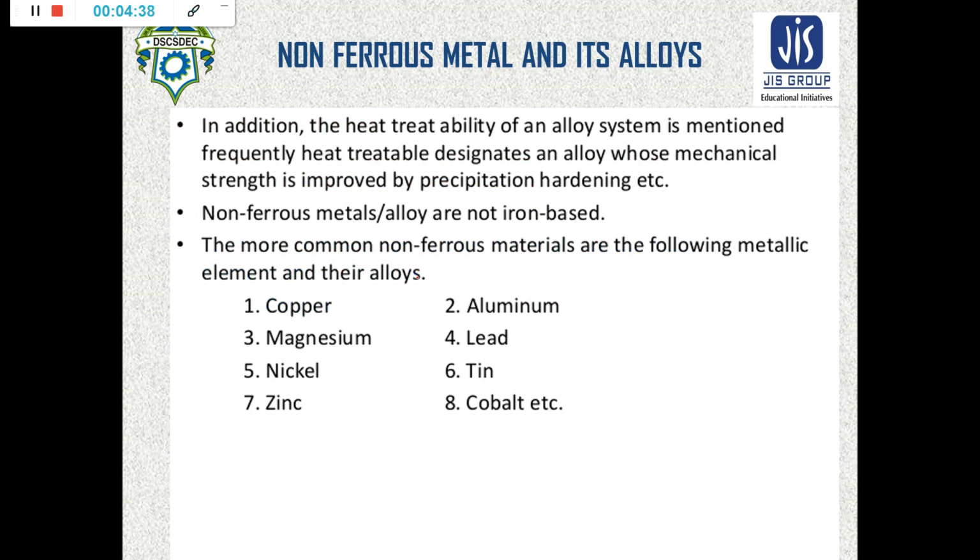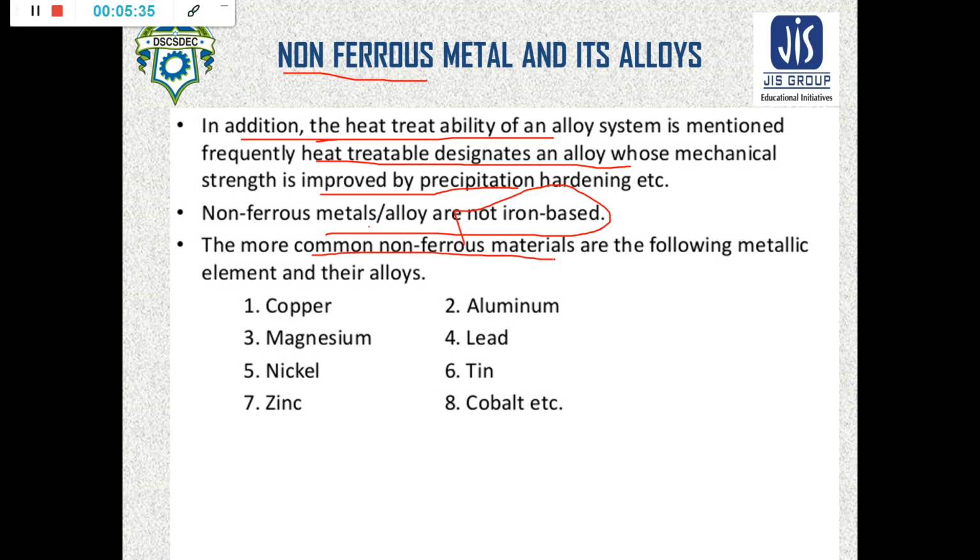Now we will see the advantage of nonferrous metal alloy, and what types of nonferrous alloys are there. Heat treating ability of an alloy system is mentioned frequently. Heat treatable designates an alloy whose mechanical strength is improved by precipitation hardening, etc. So in nonferrous alloy, the heat treatment is easier. They are easily heat treated, so that various types of mechanical property can be introduced in nonferrous alloy. So what is the main significance of the nonferrous metal and alloy? They are not iron based.